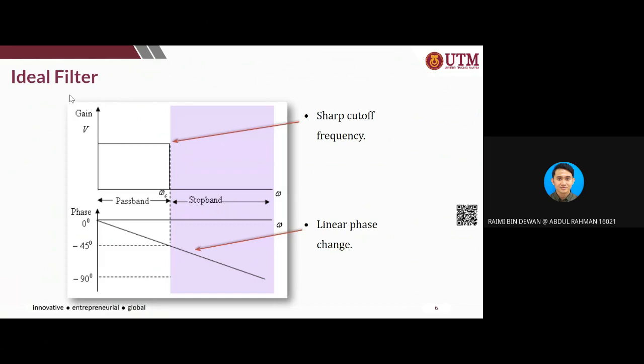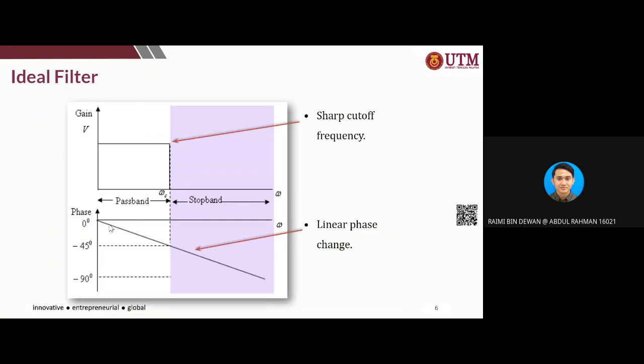So in an ideal filter, you can see there is a sharp cutoff frequency, meaning everything below omega C will be allowed, and everything above omega C will be blocked. So this is not practical in real life. We don't have this kind of ideal filter.